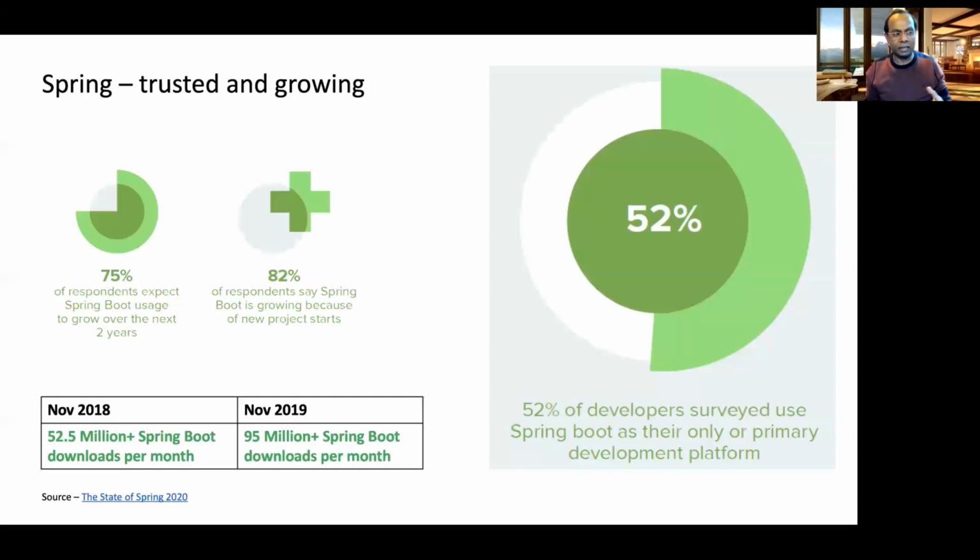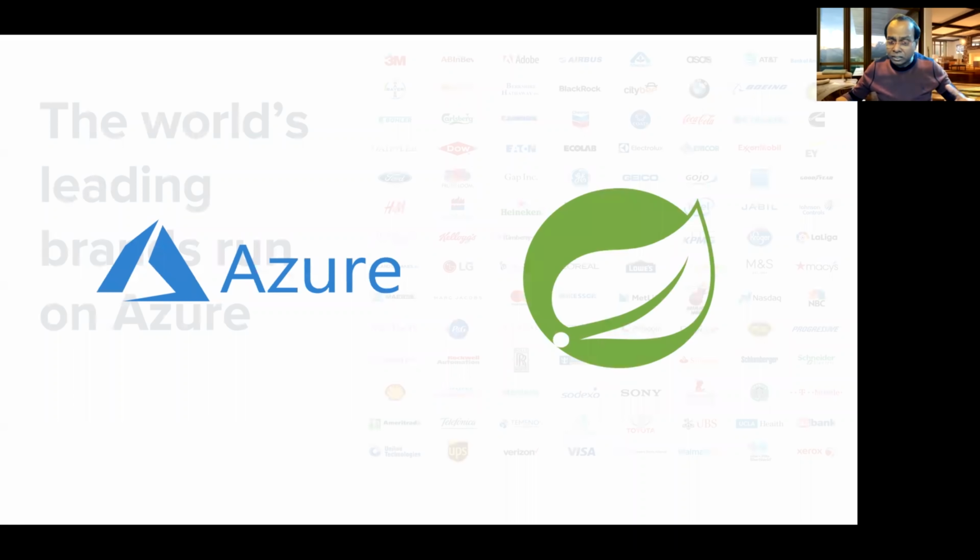Sure. Let's start with Spring. Spring is so popular. Look at the number, 52%. That's a sizable number, right? Spring Boot alone enjoys millions and millions of downloads per month, and it's growing pretty rapidly, right? Now, when we bring that to Azure, we started working with the Spring engineering team in Pivotal in 2016. It's about 5.5 years ago.